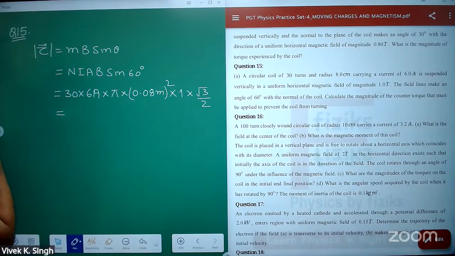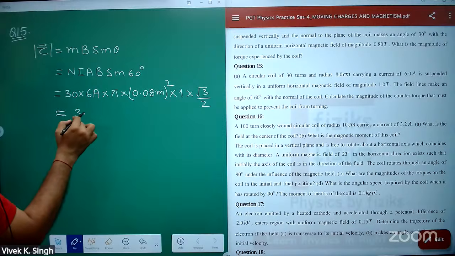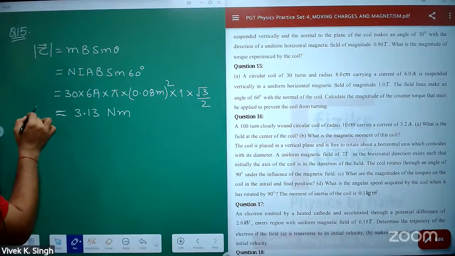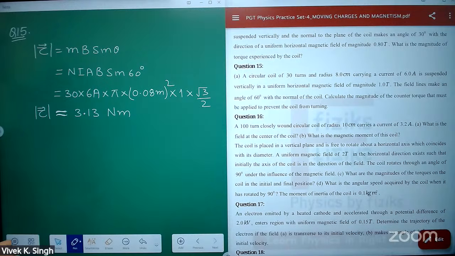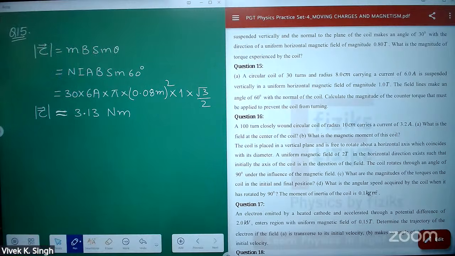And if you check this value, let's calculate the value. So I think this approximate value is, just check this value, 3.13 Newton meter. This will be the magnitude of torque. ठीक है? Is it clear? This will be the magnitude of torque.